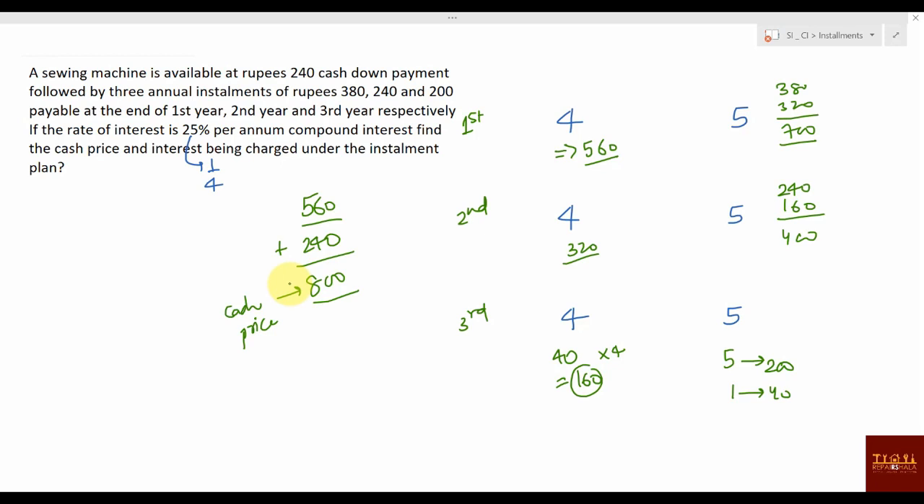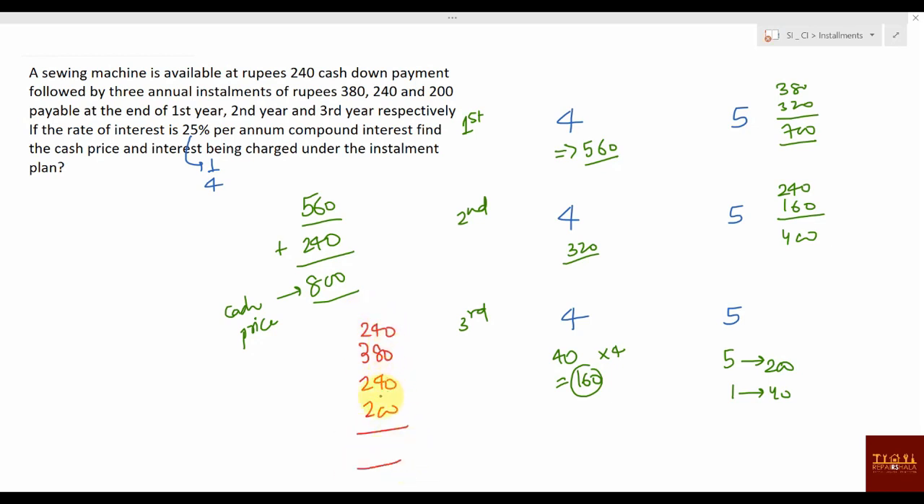Right. And now what you need to find? You need to find the interest. You can find what is your EMI. I would say your EMIs are 380, 240 and 200. This much EMI, and how much cash down payment you have paid? 240. So what will be the total amount that you have paid?